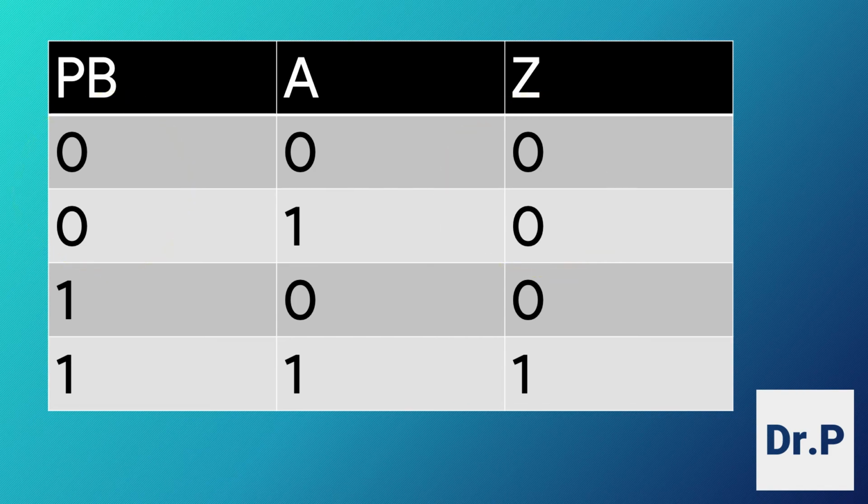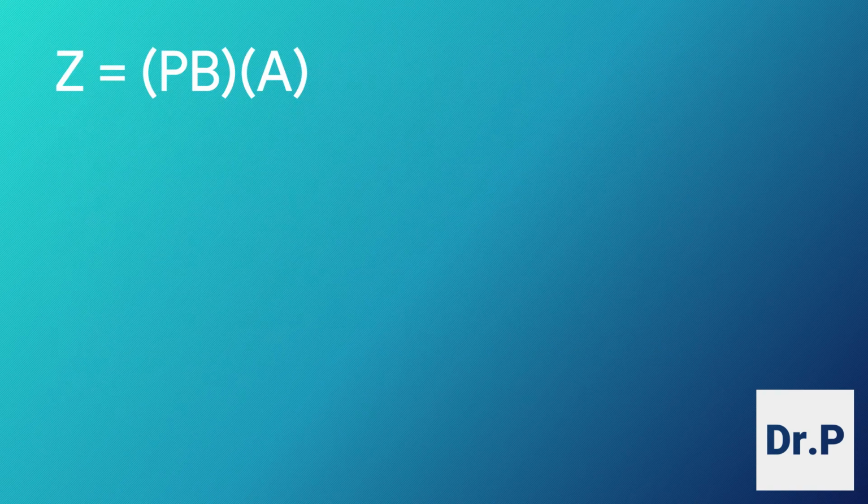Let's find a minimum sum of products expression. We see that Z equals A and PB. This means that an if-then statement just becomes an AND.